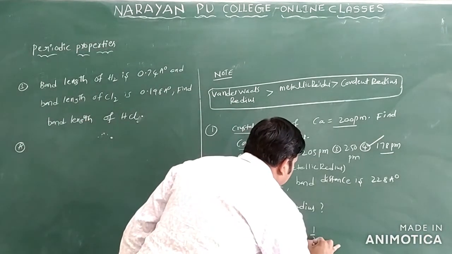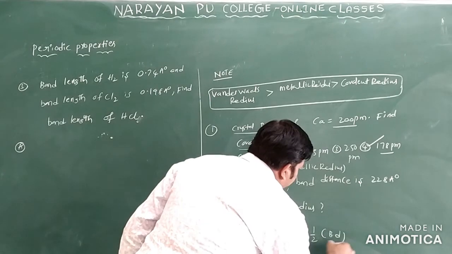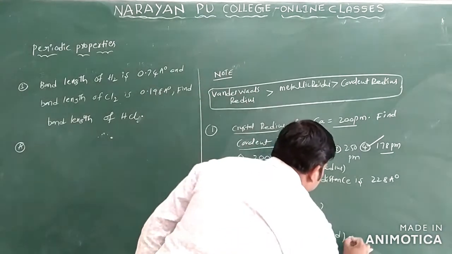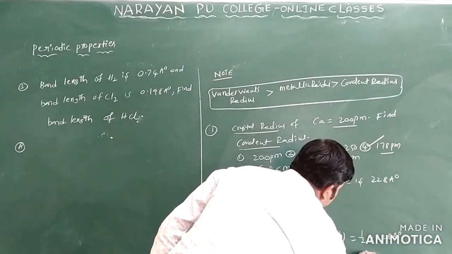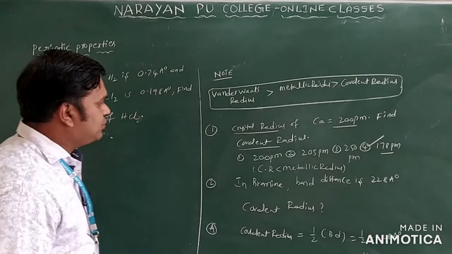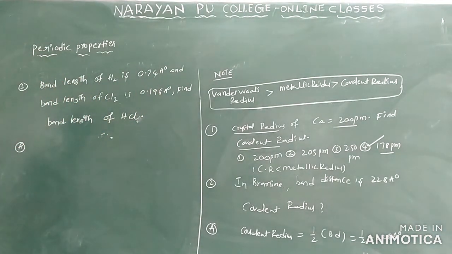Covalent radius is equal to half into BD. What is BD? Bond distance only. That I am writing here: 1 by 2 into 228 angstrom units only. From this I will get 114 angstrom units only. So this is question number 2 we have. Now we will see the next question.